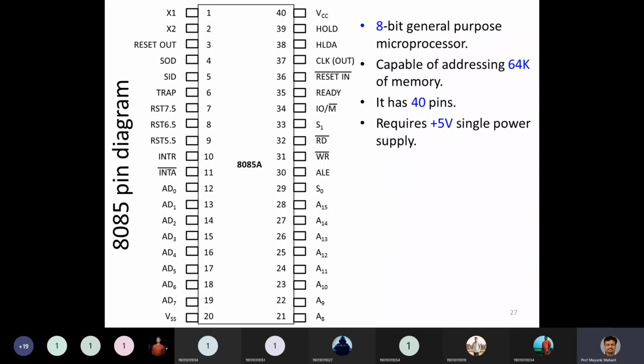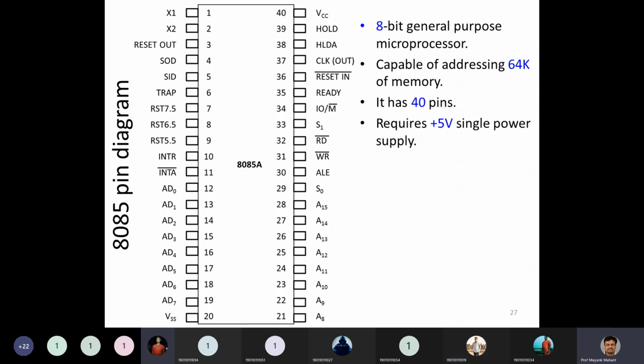Okay, now can anyone tell me why it is capable of addressing 64 kilobytes of memory? 2 raised to 8, sir. So what is the reason that the 8085 microprocessor is capable of addressing 64 kilobytes of memory?